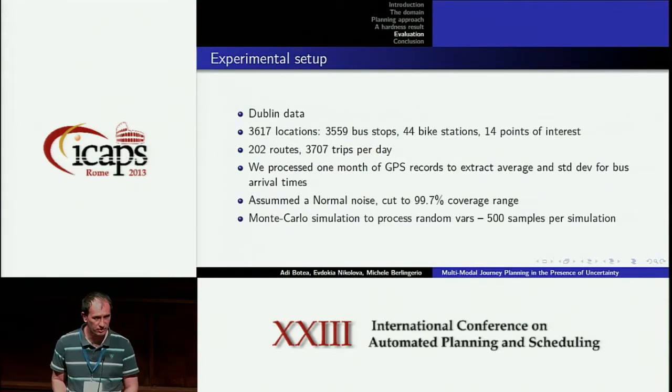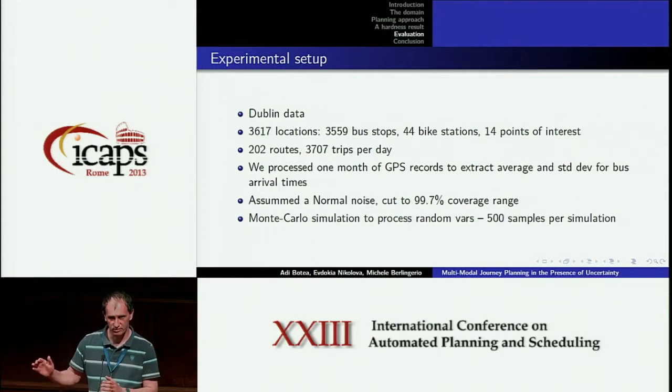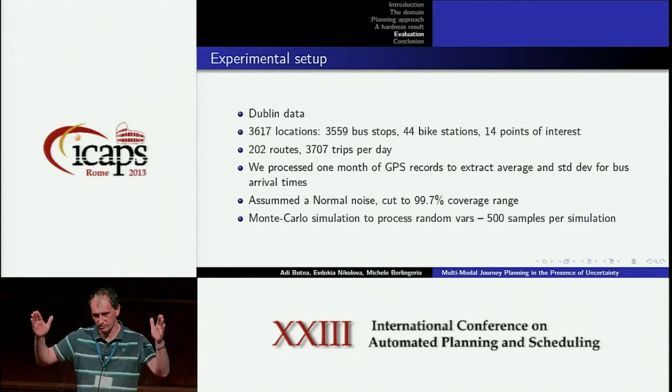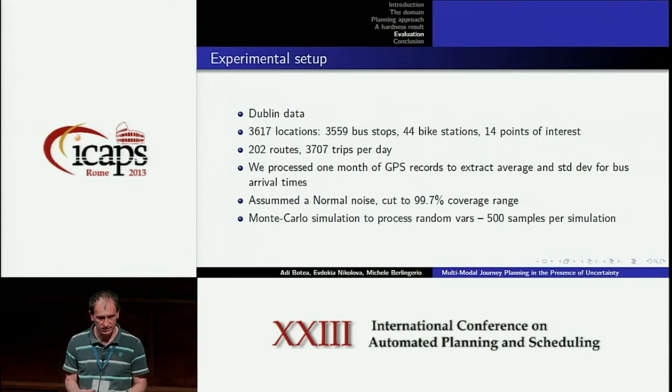Moving on and talking about the experiments. We used data from Dublin, and in Dublin, buses report their GPS position every 20 seconds. So we had 1 month of GPS records for the working days of the week. We analyzed those GPS records to compute expected arrival times of buses at stops and also the standard deviation around those average values. On top of that, we assumed that the distributions of bus arrival times are normal, and then we cut that to the 99.7 coverage range.